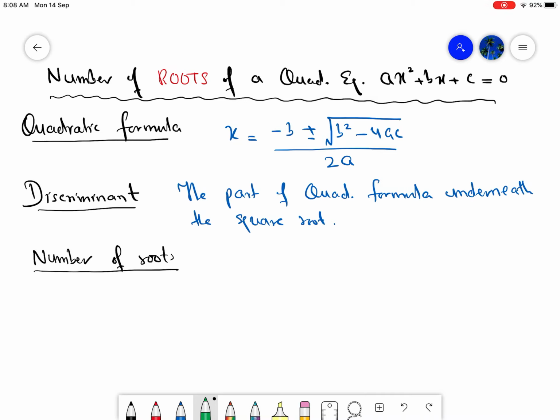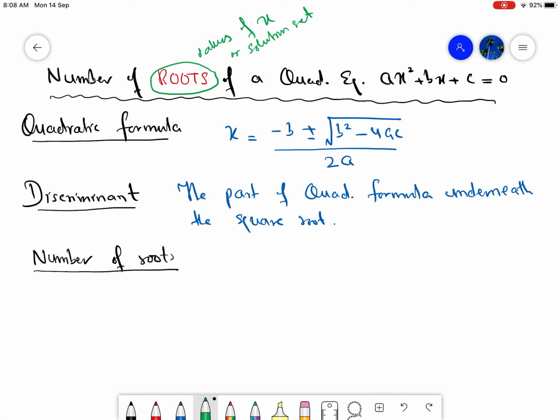Today we are going to look into the number of roots of a quadratic equation ax squared plus bx plus c. When we say roots, what does it mean? It simply means values of x, or the solution set of the quadratic equation.